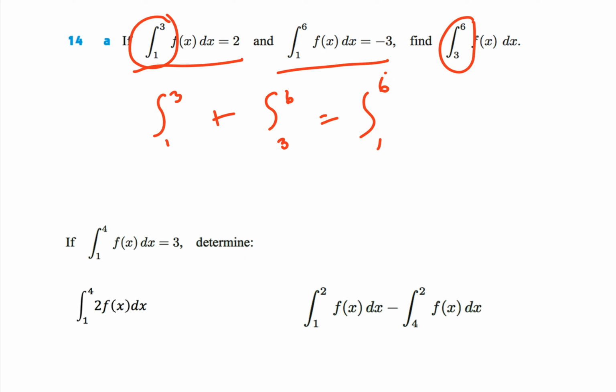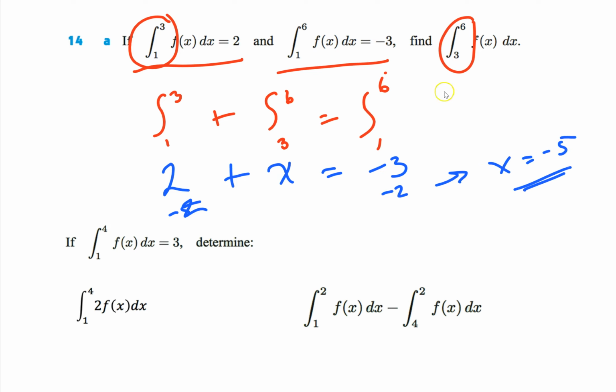Okay, so they told me what this one is. This is 2. This is what we're looking for, so we'll make it x. And they told me that one's -3. So, do a little algebra. X equals -5. So the integral from 3 to 6 is -5. It must be below the x-axis. But stuff like that, you have to use the properties we know. We know if we connect 1 to 3 to 3 to 6, it equals the whole thing. Plug it in and solve.